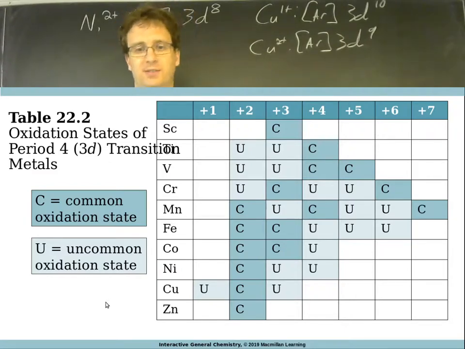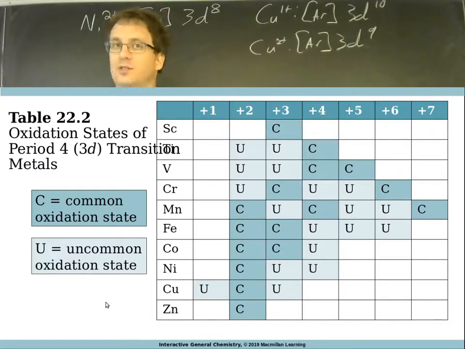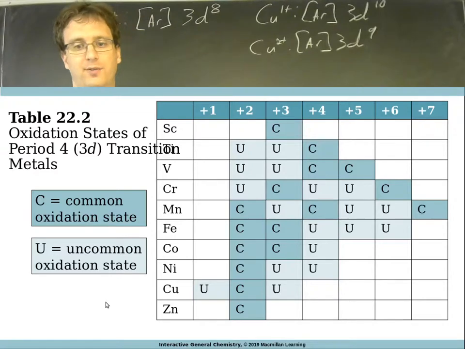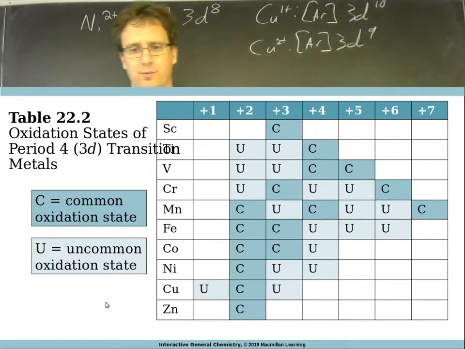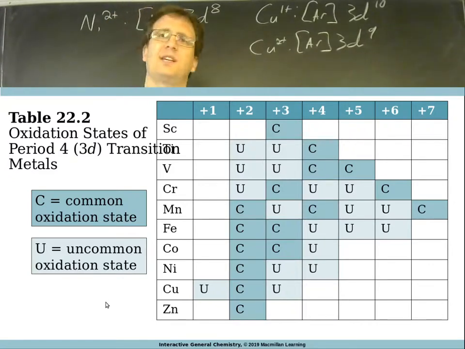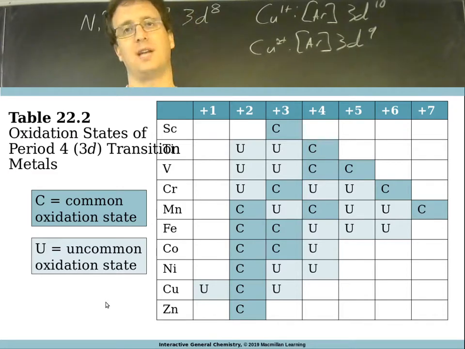Scandium only has 3 valence electrons, and so if you take away all 3 of those and form a 3+, well, then that's it. There are no more valence electrons to remove. And then ones near the end, like copper and zinc, well, having a completely filled subshell is particularly stable, and so it just takes a lot of energy to disrupt that stable configuration by removing an electron.